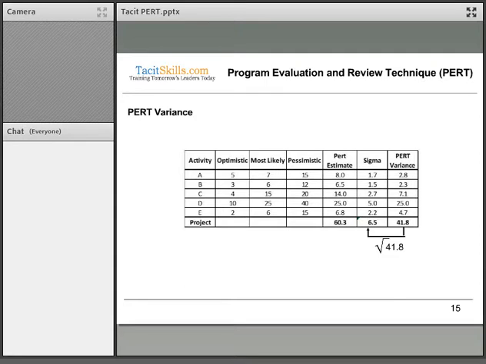And that is a realistic figure to work with, taking into consideration the uncertainty of each and every one of these activities of the critical path, but also not double counting to get an unrealistic figure at the end of the day.